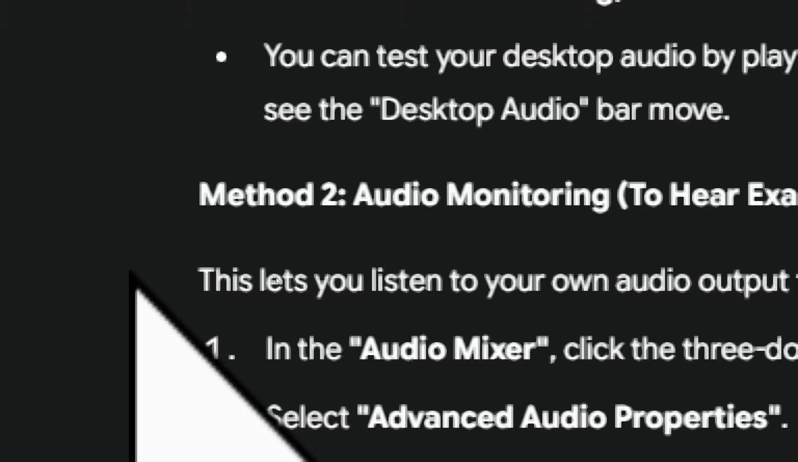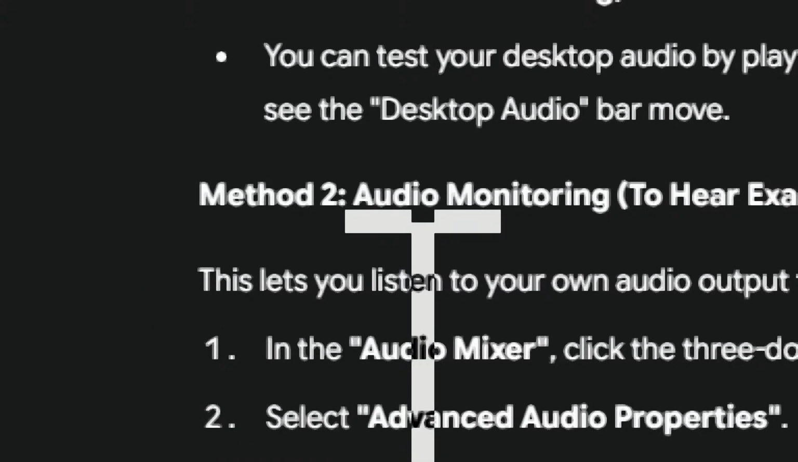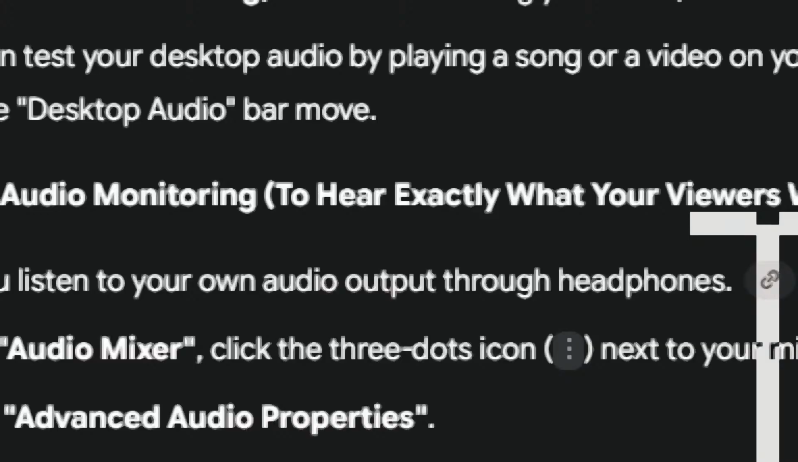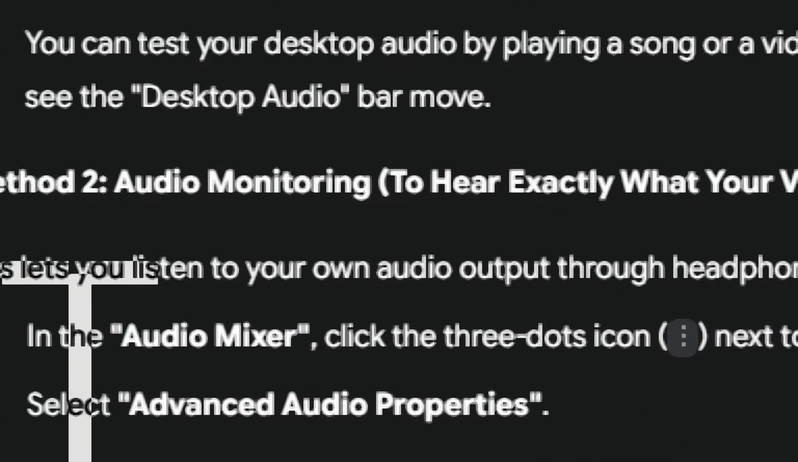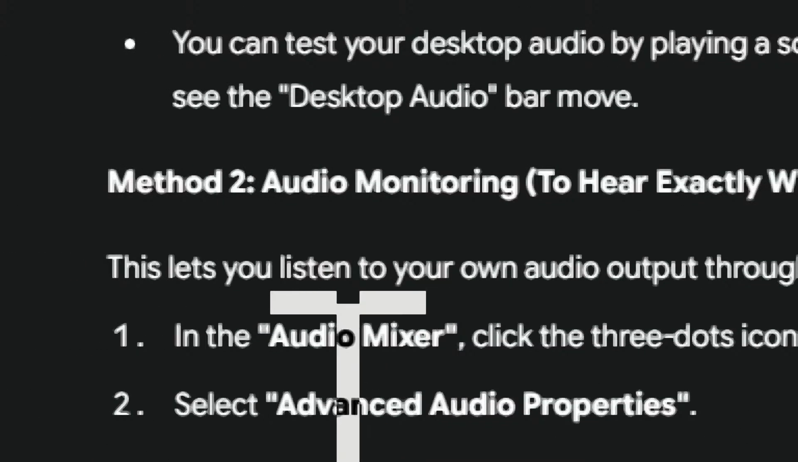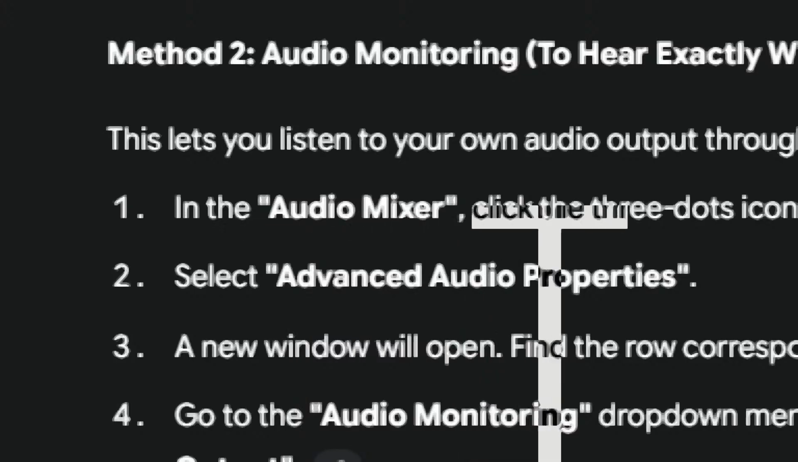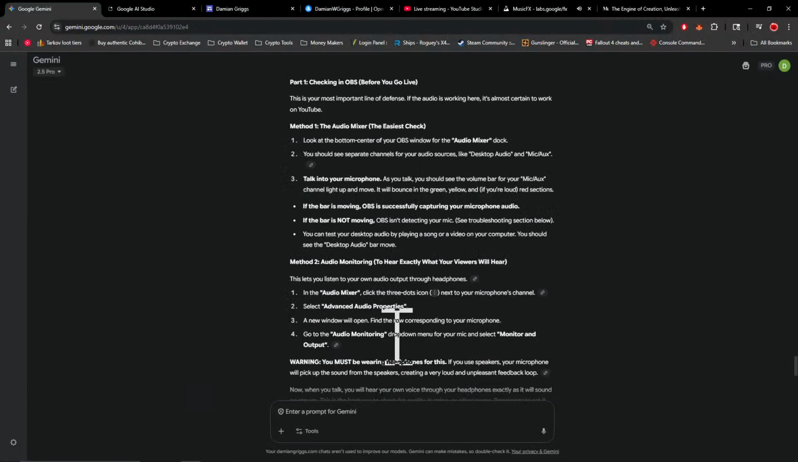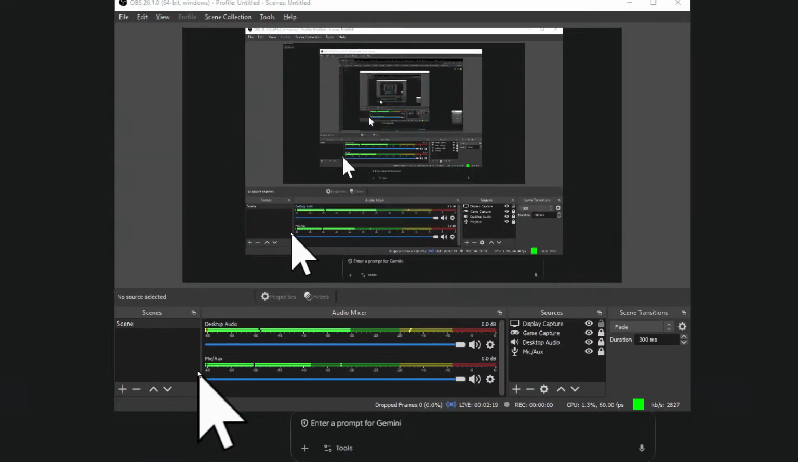Well, how do we do that? This lets you listen to your own audio output through headphones. In the audio mixer, click the three dots icon next to your microphone's channel. Okay. Select advanced audio properties. Okay. A new window will open. Find the row corresponding to your microphone. Under audio monitoring, controls.